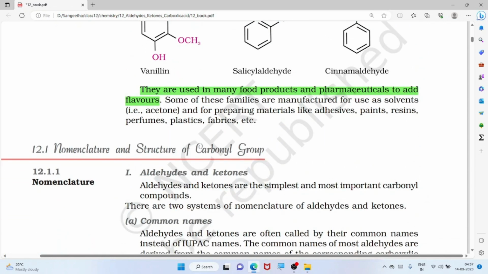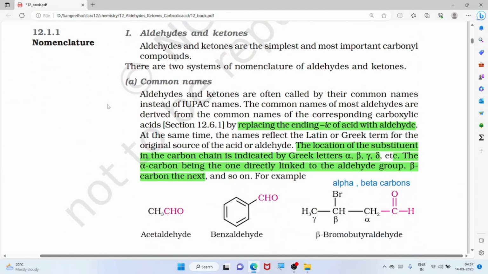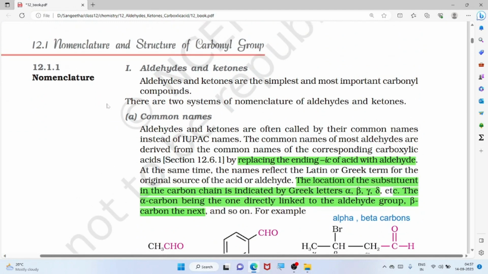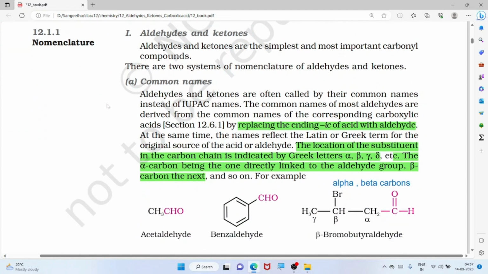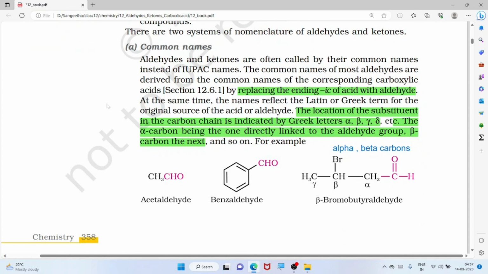They are used in many food products and pharmaceuticals to add flavors. These are aldehydes and ketones. How to name the aldehydes and ketones? The aldehyde.